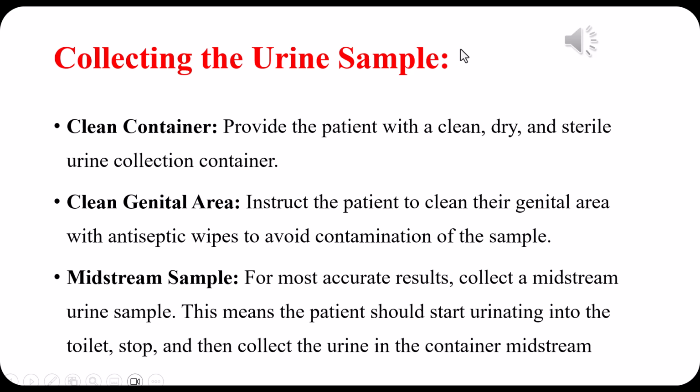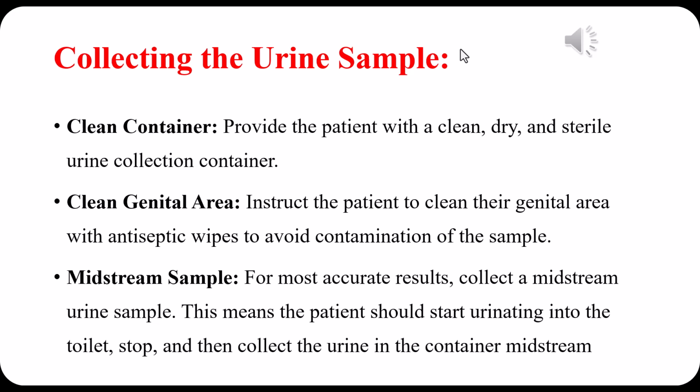First of all, for the sample to be correct for the test, we have to collect the urine sample in the correct way: a clean container, a clean genital area, and also a midstream sample. Provide the patient with a clean, dry, and sterile urine collection container. Then instruct the patient to clean their genital area with antiseptic wipes to avoid contamination of the sample, because the genital area sometimes has other kinds of bacteria. The patient should clean this area before the sample is collected in the container.